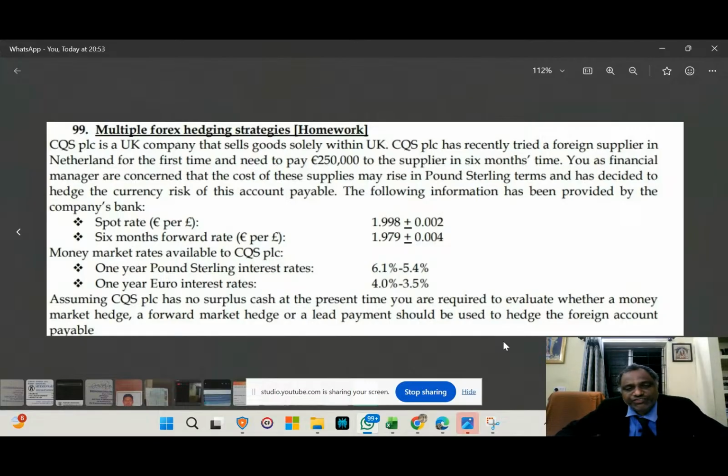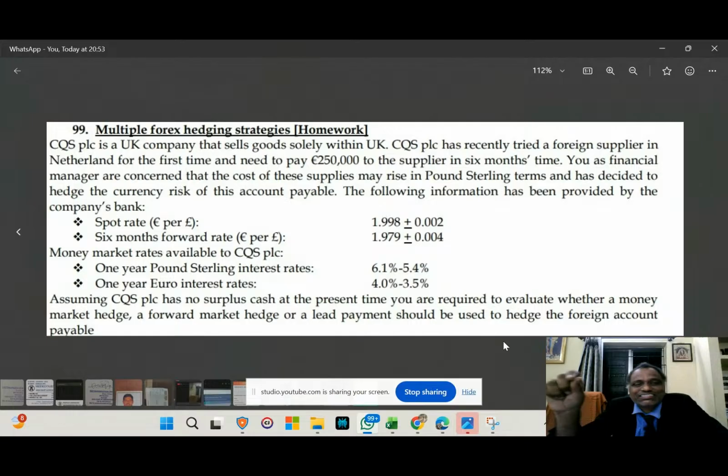I'm coming in front of you to discuss forex problems and solutions. One of the questions is this question. We are talking about this question. CQS PLC is a C. This question's main objective is that multiple forex hedging strategies are there. So we want to solve this question.